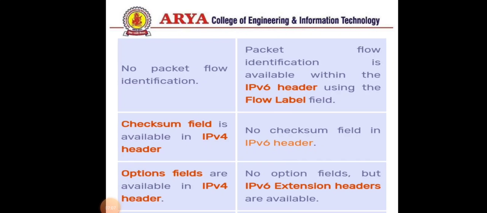Fine. After this, there are some more differences I want to add. IP security support is optional in IPv4, but IP security support is required in IPv6. An IPv4 node has only stateful auto configuration, but an IPv6 node has both stateful and stateless address auto configuration mechanisms. Fine. So I hope, students, you have understood well.